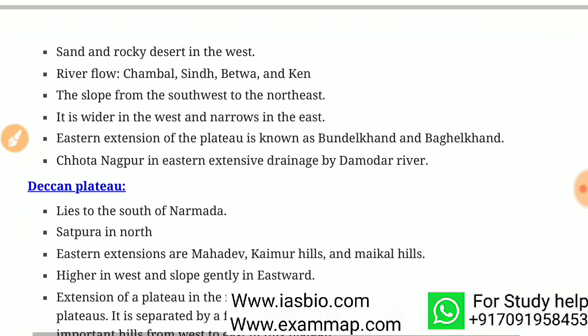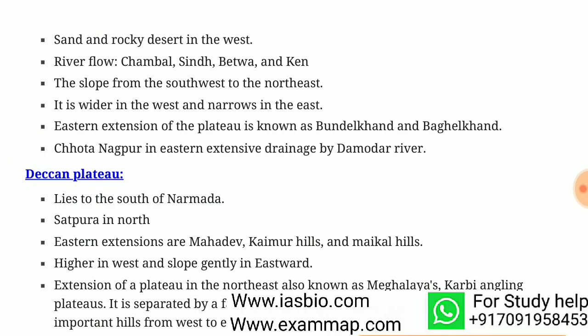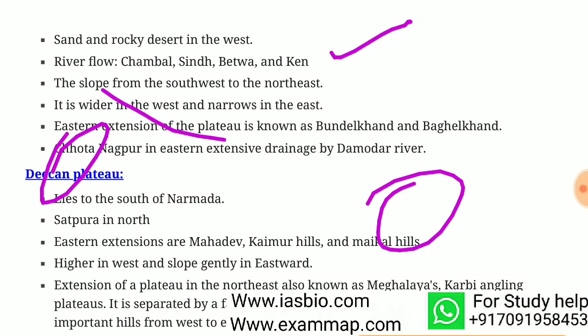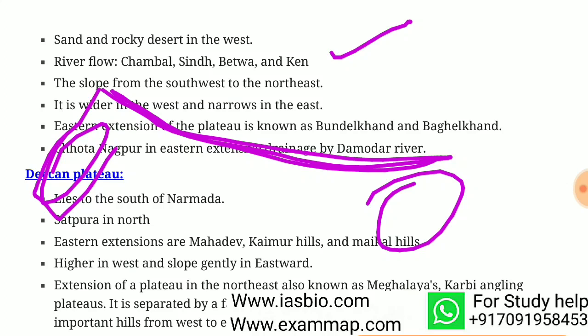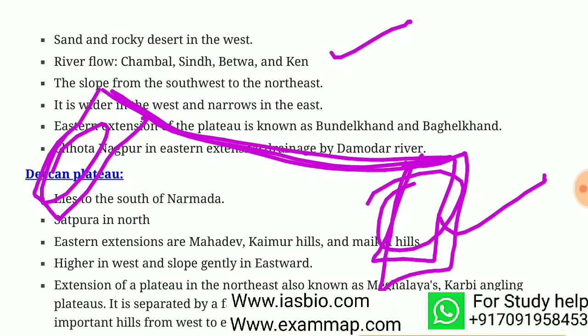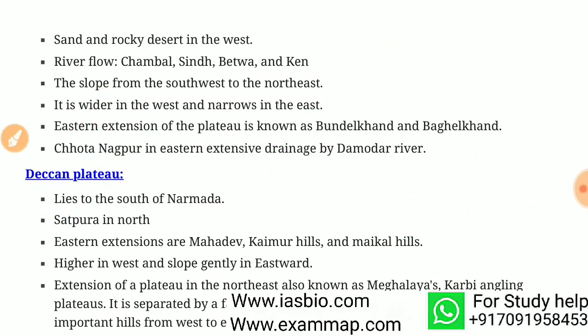There is sandy and rocky desert in west, and the rivers that flow from this area are Chambal, Sindh, Betwa and Ken. The slope is from the southwest to the northeast. It is wider in the west and narrower in the east. Eastern extension of plateau is known as Bundelkhand and Baghelkhand, and Chota Nagpur Plateau in eastern extension is drained by Damodar river.